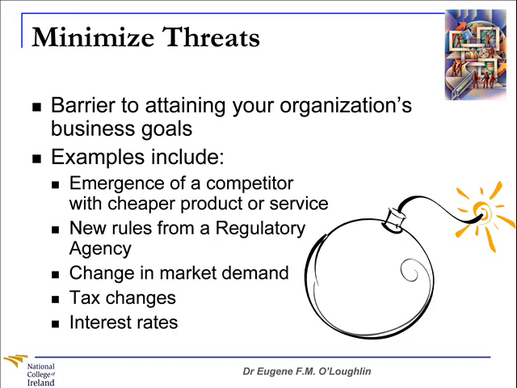And the last of the 4 features in a SWOT analysis is the T for threats. We want to minimize the threats. These are changes that can happen in the external environment that could become a barrier to attaining your organization's business goals. So examples here could be a competitor has emerged with a cheaper product. A regulatory agency may well have introduced some new rules that you must abide by. There could be a change in the market demand, changes in tax, and changes in things like interest rates or exchange rates. These are external things which you have no control over, so you need to minimize these.